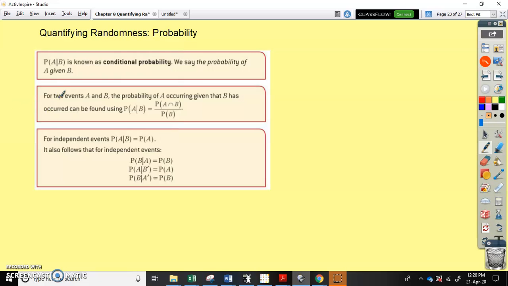For independent events, the probability of A given B will just be the probability of A because they're independent and they don't affect each other. Similarly, the probability of B given A will just be the probability of B. There's a few more details here. Most of the time, though, when you get conditional probability, it's probably going to be in a tree diagrams question or a Venn diagrams question. And that's the first example. And this will all start to make a bit more sense when we look at it in context.